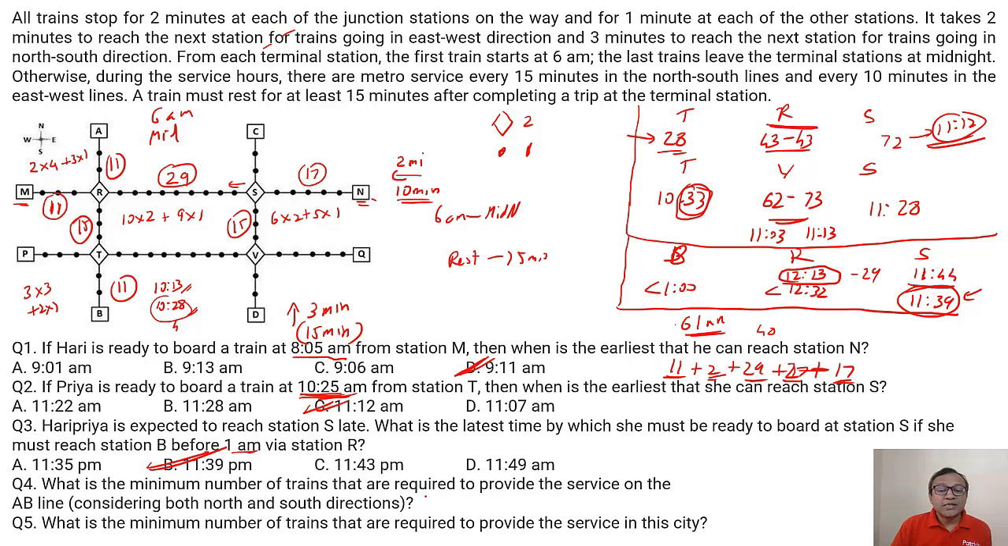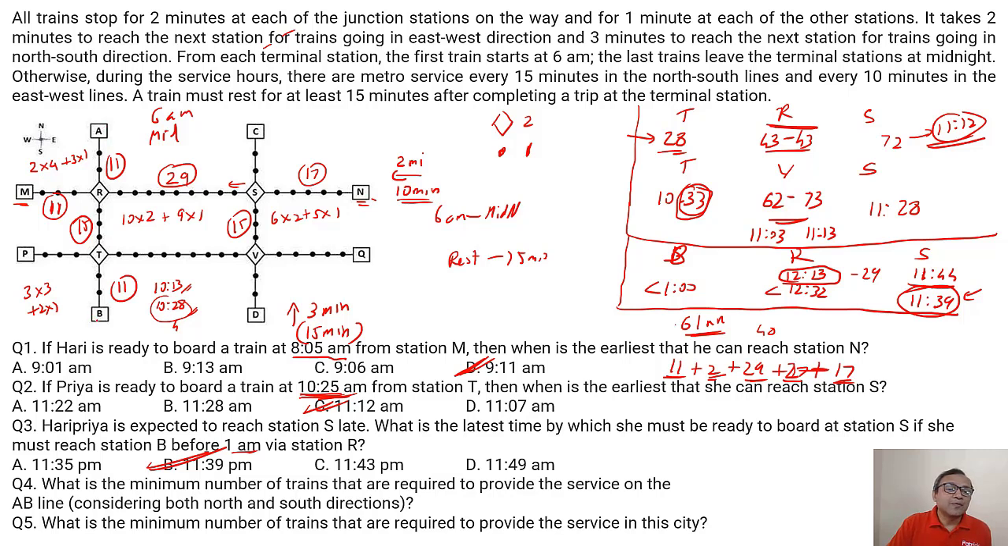What is the minimum number of trains that are required to provide the service on AB line? So let's look at AB line. Suppose I start at 6 o'clock at A. Okay. When will that same train start at B? I have to check. So how long will it take to reach B?